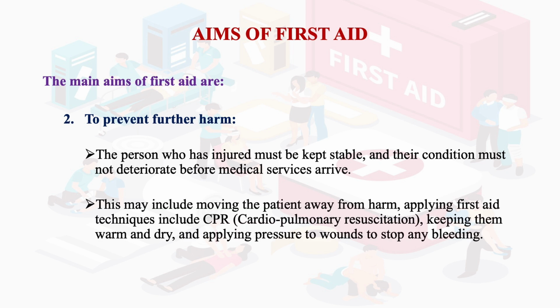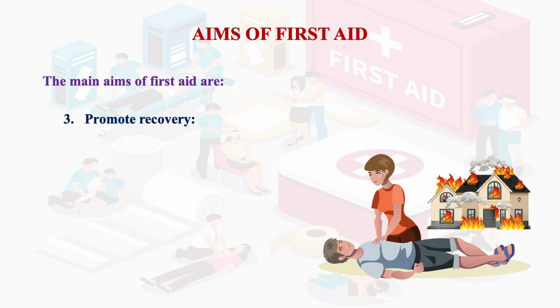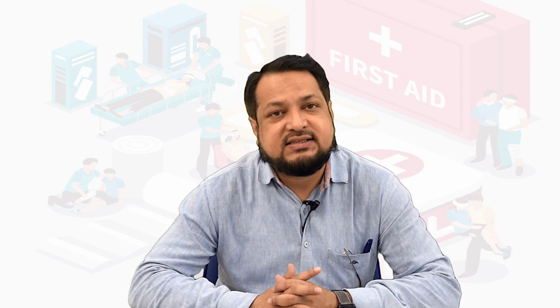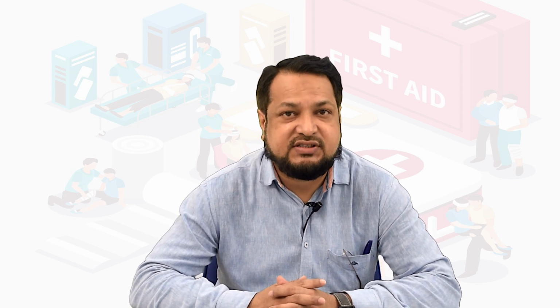This may include moving the patient away from the harm, applying first aid techniques including CPR, that is cardiopulmonary resuscitation, keeping them warm and dry, and applying pressure to wounds to stop bleeding. Third aim is to promote recovery, that is, taking steps to promote recovery may include applying a bandage to a wound. Now, as discussed earlier, we will briefly discuss the ABC of first aid.